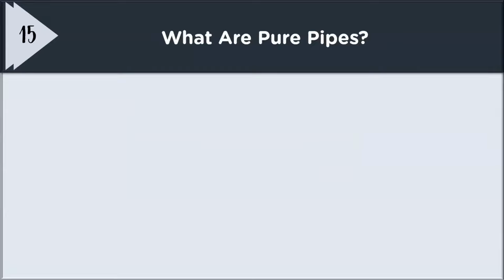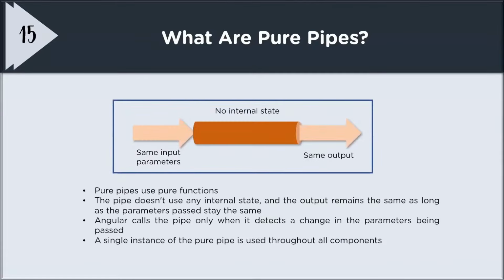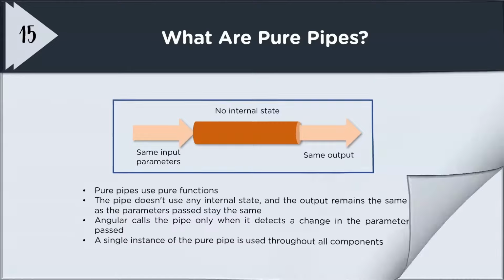Next up, what are pure pipes? Now, these are pipes that use pure functions. As a result of this, a pure pipe doesn't use any internal state, and the output remains the same as long as the parameters passed stay the same. Angular calls a pure pipe only when it detects a change in the parameters being passed. Now, a single instance of a pure pipe is used throughout all components.